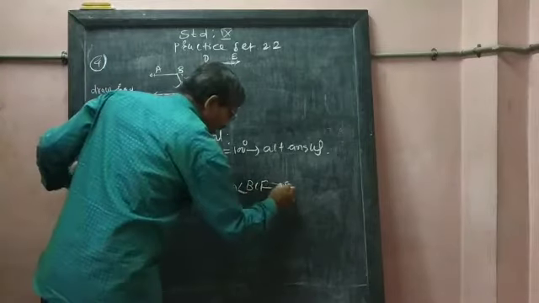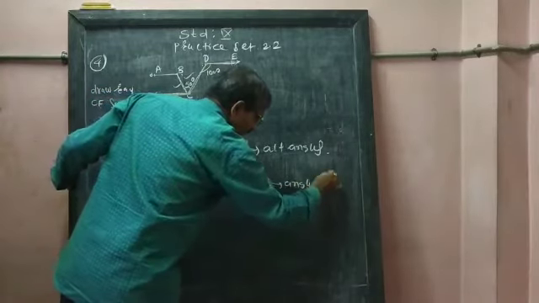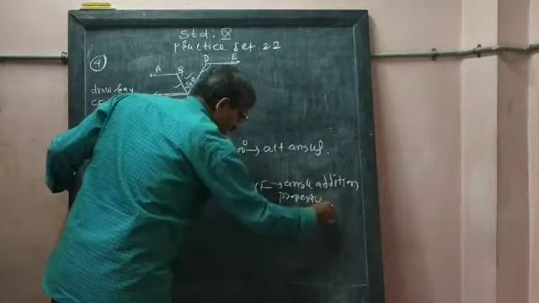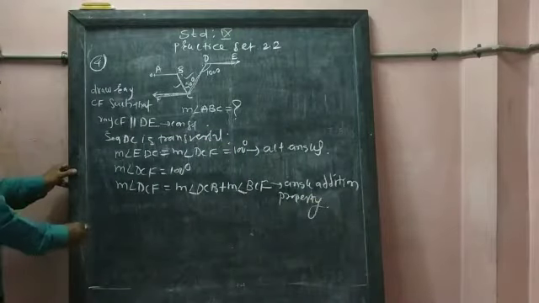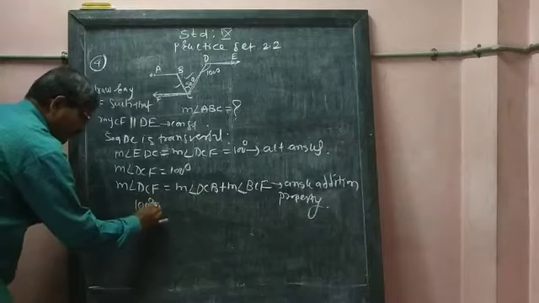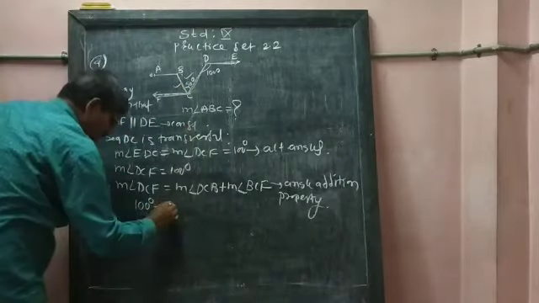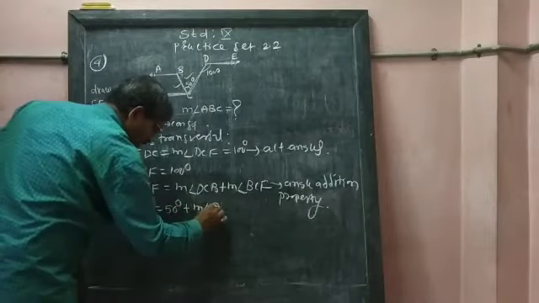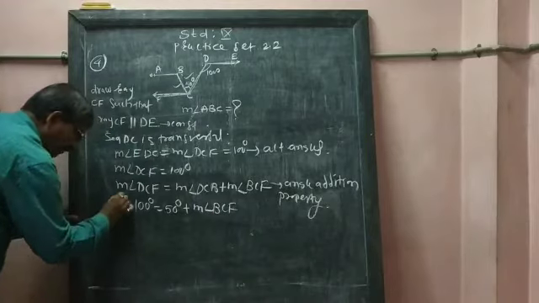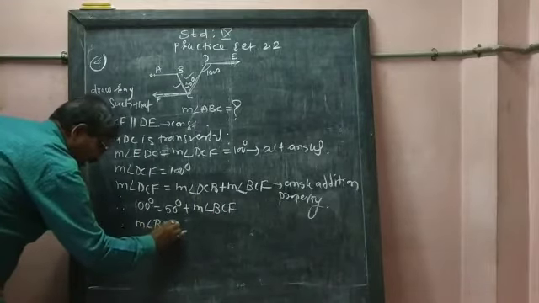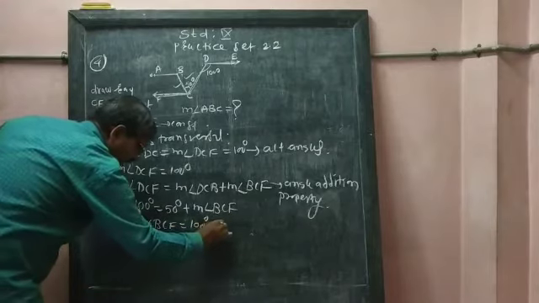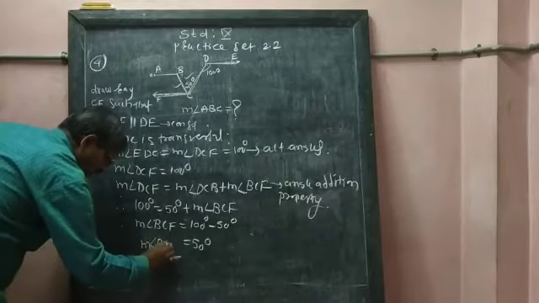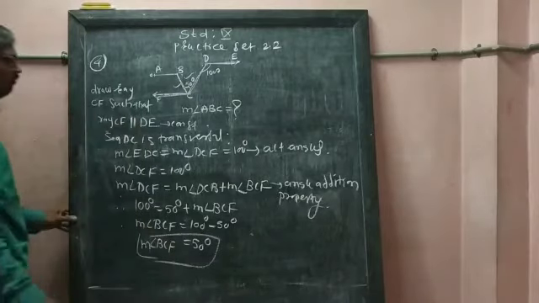You should write here, angle addition property. Two angles are added. Therefore, angle addition property. Now what is DCF? DCF is equal to 100 degrees, which is equal to DCB, given as 50 degrees, plus measure of angle BCF. Therefore, measure of angle BCF is equal to 100 minus 50 degrees. Then it becomes measure of angle BCF is equal to 50 degrees.